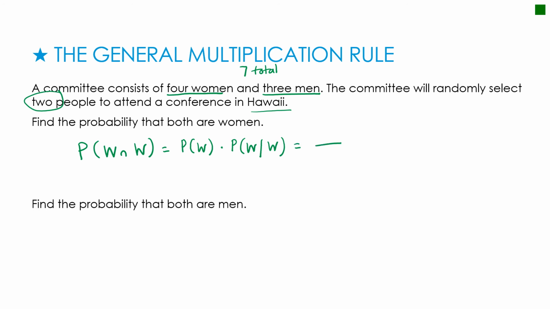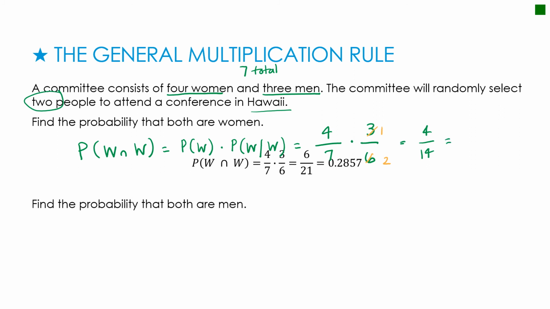So the first time I have 4 women out of 7 total people. The second time I only have 3 women because one of the women is already packing her bags and getting ready for Hawaii. So there's 3 women left, and there's only 6 total people left because, again, that woman is no longer in the running. So again, you can certainly choose to reduce anything you want ahead of time before you multiply. That would give me 4 out of 14. So again, I could have reduced even more if I wanted to.